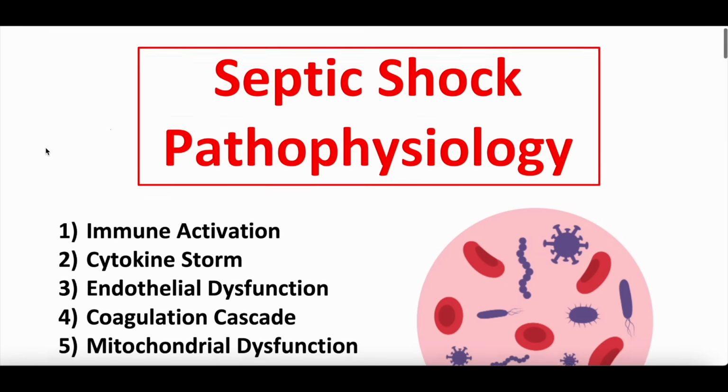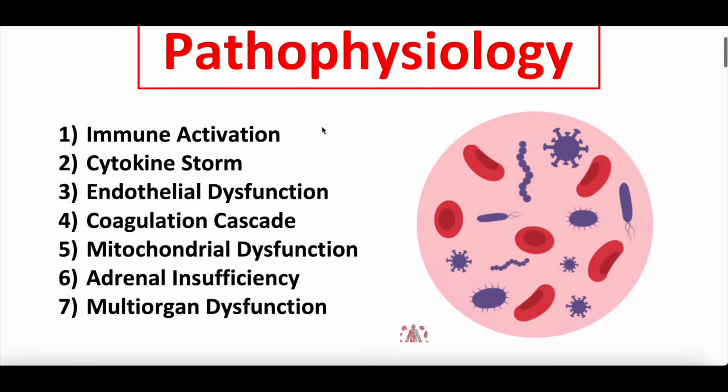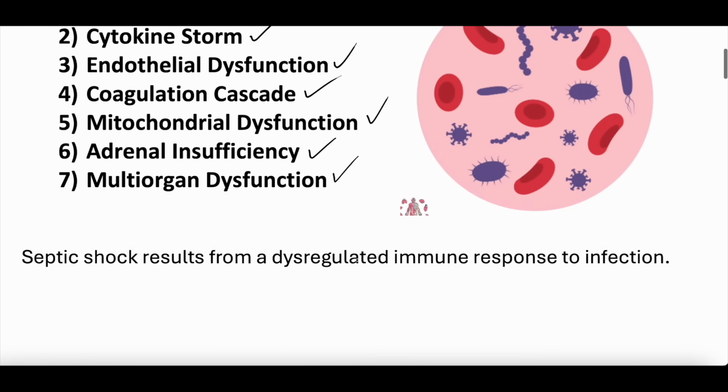All right, so septic shock pathophysiology. Today we're going to be particularly diving into 7 different parts of septic shock pathophysiology. We're going to start with immune activation. We're going to then dive into the cytokine storm, talk about endothelial dysfunction, coagulation cascade, mitochondrial dysfunction, adrenal insufficiency, and multi-organ dysfunction. So kind of a jam-packed agenda. We're going to tickle the surface of each one.